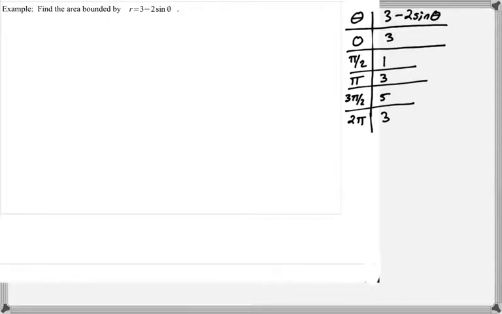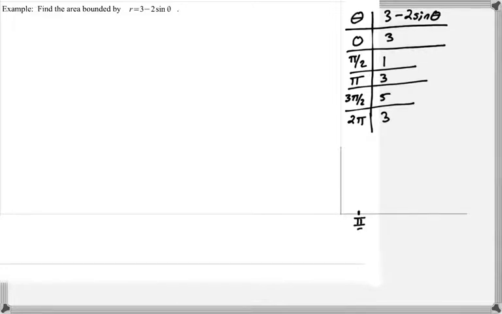Okay, so if I evaluate this at 0, the sine of 0 is 0, so we have 3. Evaluated at pi over 2, the sine of pi over 2 is 1, so we have 3 minus 2 is 1. Sine of pi is 0, so we're just left with 3. The sine of 3 pi over 2 would be negative 1, so we have 3 minus 2 times negative 1, so that becomes 5, and then the sine of 2 pi is 0. So it gives us those points.